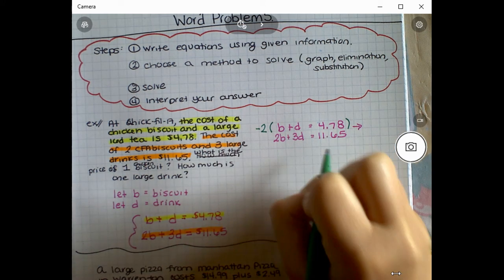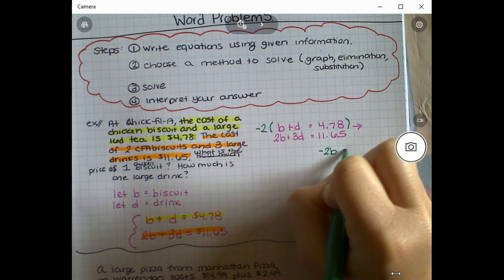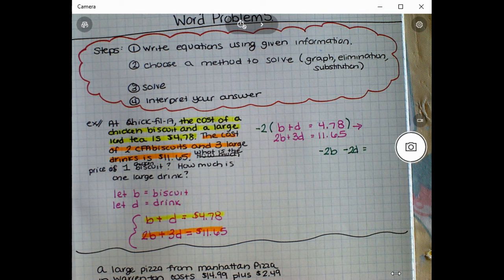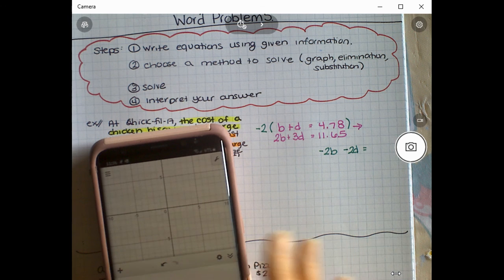So now I'm going to go down here because I ran out of space. -2b minus 2d equals, and we need to multiply 4.78 times -2. So I'm going to go to Desmos because, hey, why not? And do 4.78 times -2.